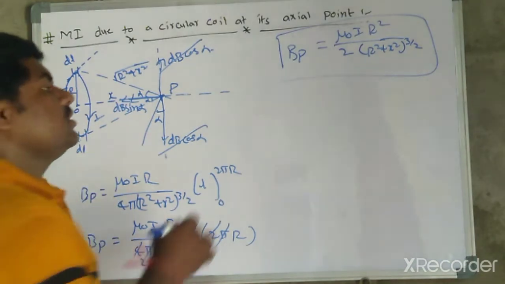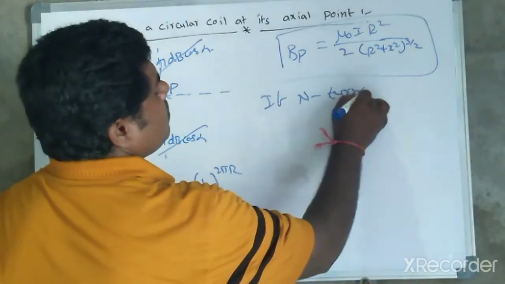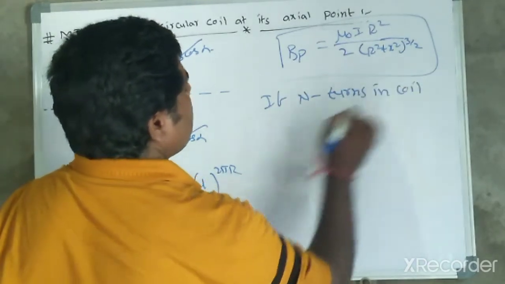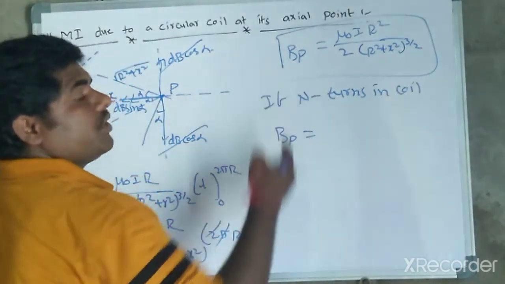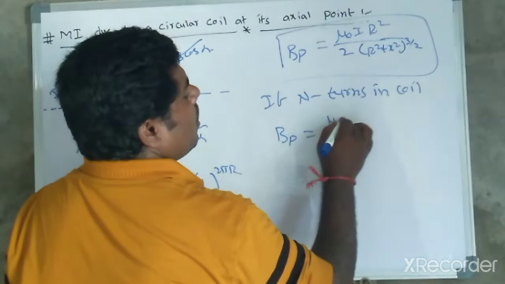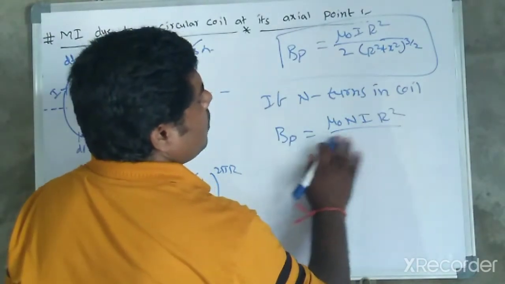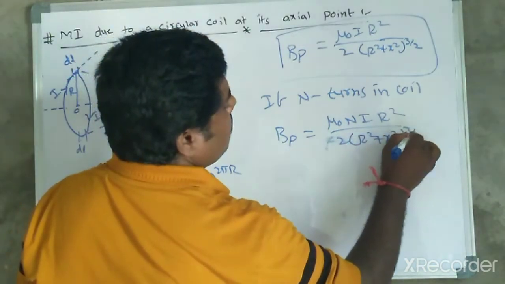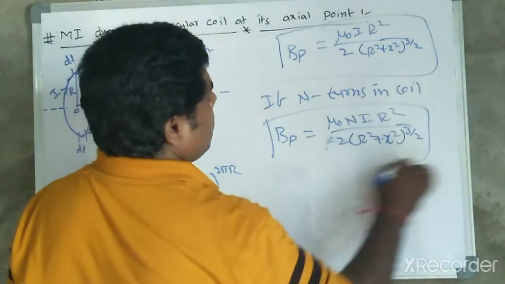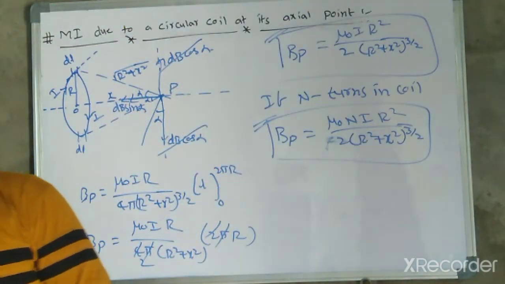If there are n turns in the coil, in that case BP is equal to this value multiplied by n: mu naught n I r square divided by 2 into r square plus x square whole power 3 by 2. These two formulas are very important while doing numerical problems.